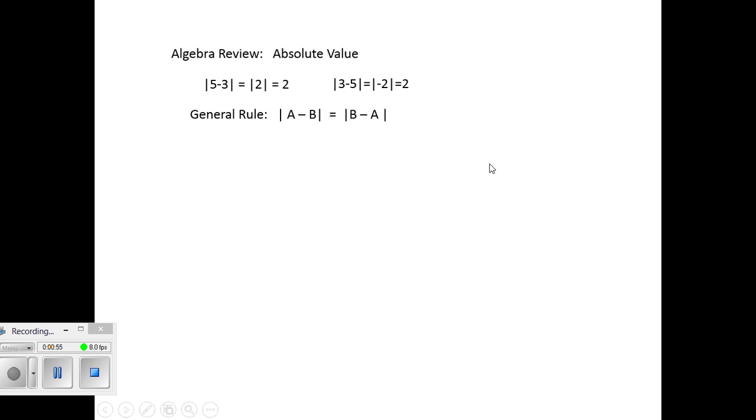Okay, so as a generalized rule, based on that example, for any two values, the following must be true. The absolute value of A minus B is equal to the absolute value of B minus A, as demonstrated here, and as you can demonstrate for yourself with any two numbers. 18 minus 20 is negative 2, but its absolute value is 2, the same as 20 minus 18, absolute value.